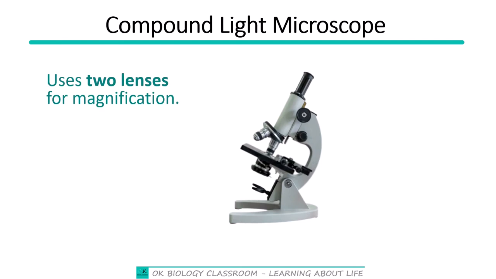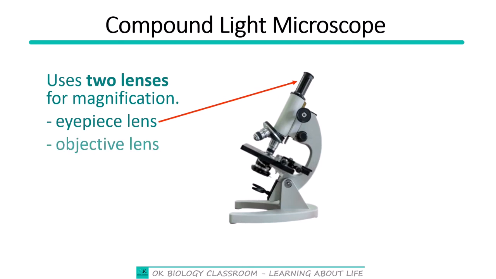For the compound light microscope, the main point is that it uses two lenses for magnification. And what are these two lenses we are talking about? It has an eyepiece lens, just like the simple light microscope, where we view through. And then in addition, this one has another lens called the objective lens, which is this. So in this case, we can refer to this as an objective lens, we can refer to this as an objective lens. But you may ask, why do we have two different ones?